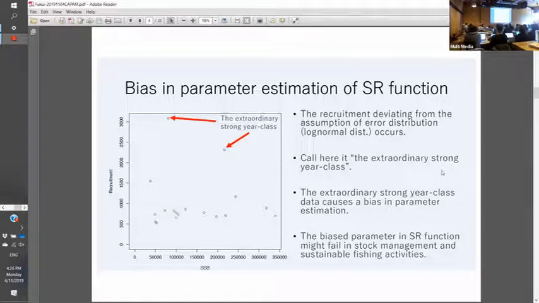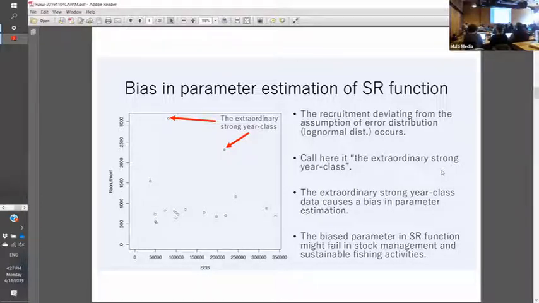Especially in this case, we estimate the parameters by the least square method. The 1996 recruitment occurs with a probability of about 0.00, I forgot, but theoretically it is once per 300 years, and the next one, 2004, is of course once per 50 years, but actually the time series is only 80 years. It does not follow the theoretical error distribution.